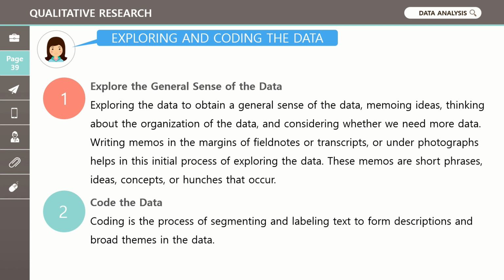Writing memos in the margins of field notes or transcripts or under photographs helps in this initial process of exploring the data. These memos are short phrases, ideas, concepts, or hunches that occur. The second step, that is, code the data. Coding is the process of segmenting and labeling text to form descriptions and broad themes in the data.